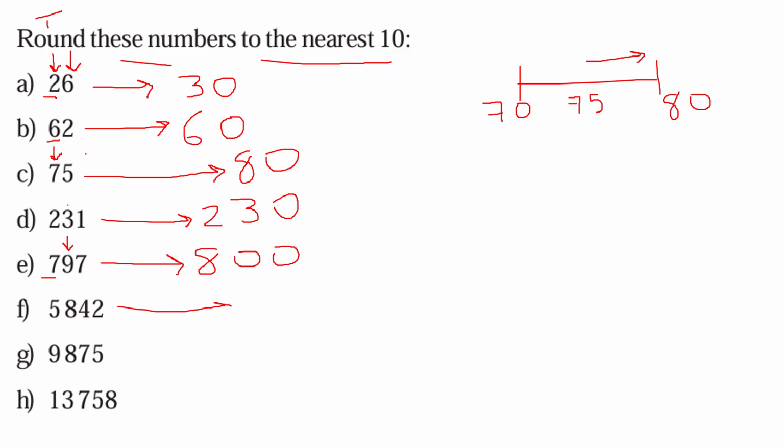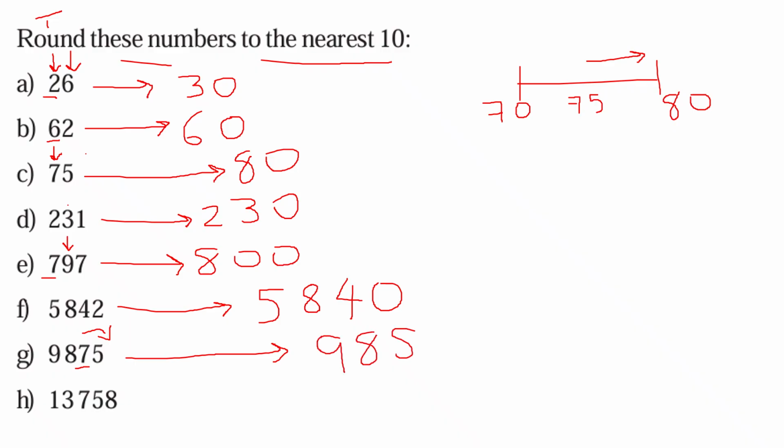Part F, 5,842. That rounds to 5,840 because 4 is in our tens column. Look at the number next to it, that's a 2, so you round it down. Part G, using our convention rule, looking at the tens column, which is 7, and looking at the number next to it, if it's 5 or more, we round up, so this rounds to 9,880 to the nearest 10.